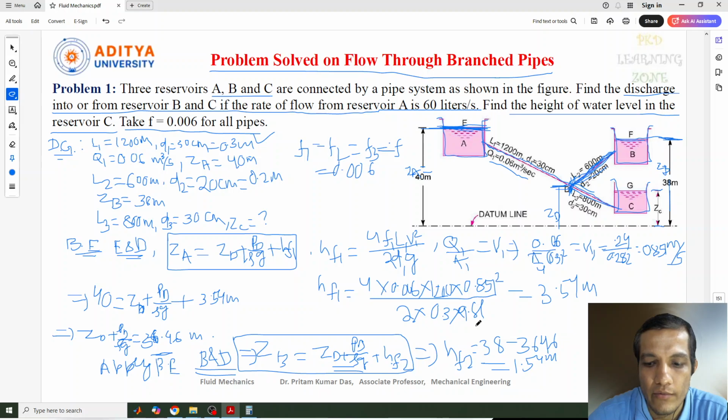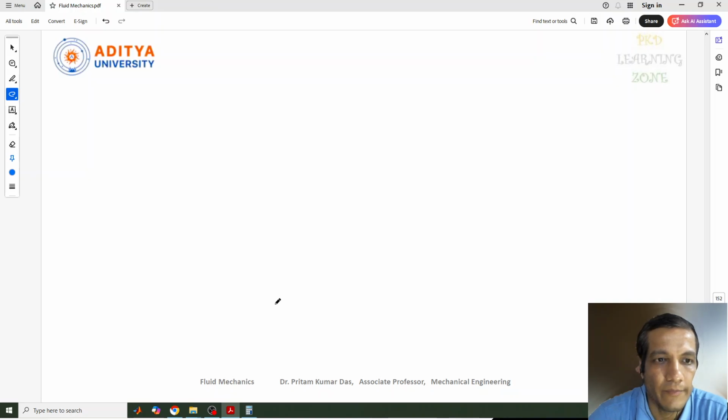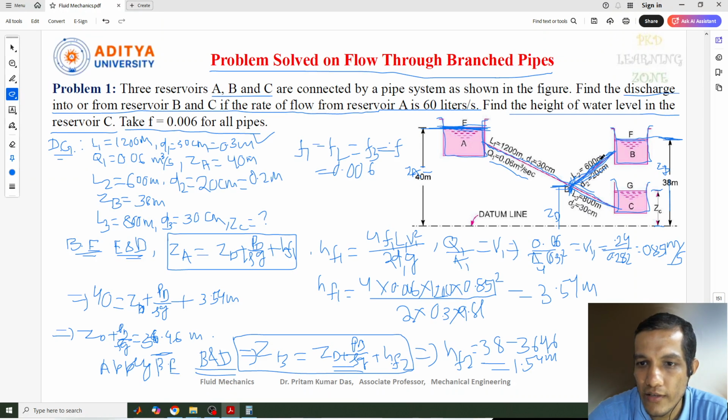Okay, now here velocity 2 we have not calculated actually. So directly, without calculating the velocity 2, we have identified HF2 by using this formula. Now we need to calculate the discharge. Here the discharge is not given for the second pipe.